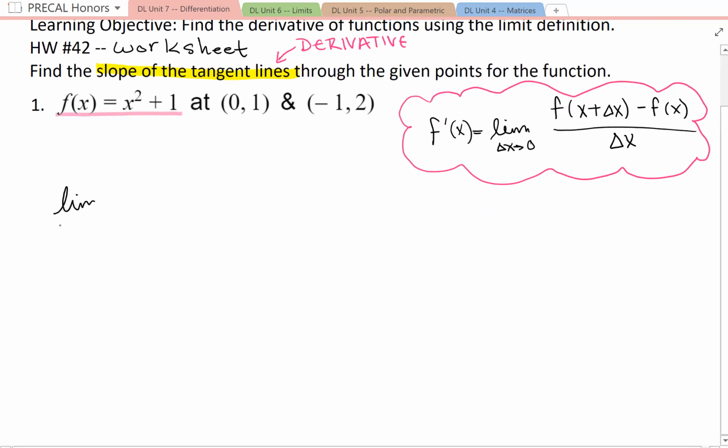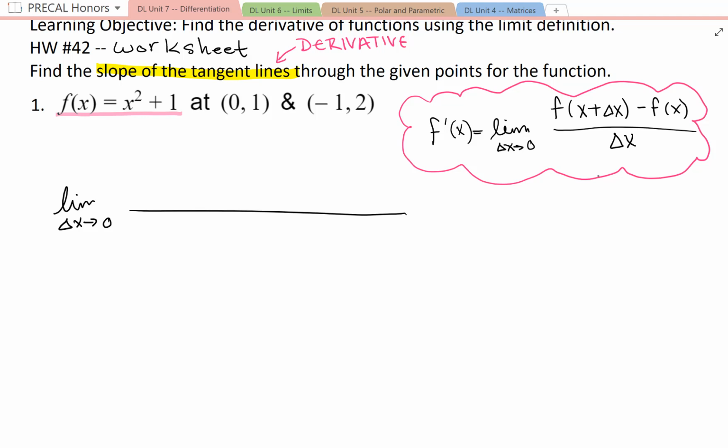The limit as delta x approaches 0 of f of x plus delta x. This means anytime you see x, or the input of the function f, you will plug in x plus delta x, not just x. So every x or input is replaced with x plus delta x, or t plus delta t, or whatever variable you're dealing with. So f of x plus delta x.